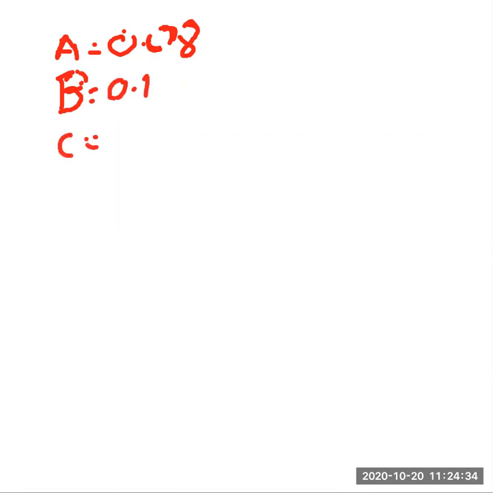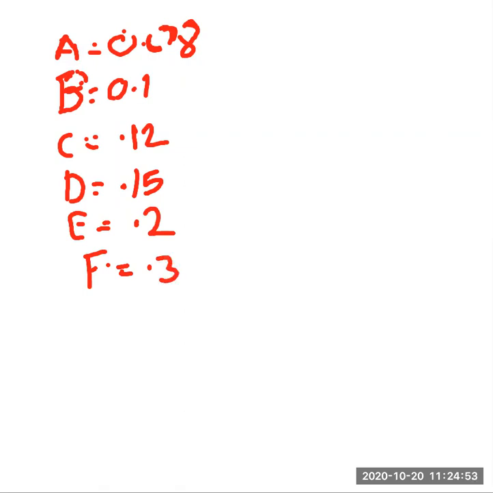C is equal to 0.12. D is equal to 0.15. E is equal to 0.2 and F is equal to 0.35. To verify, you can just do the addition; the sum comes out to be 1. So that's the first thing. These are the frequencies given to us. Now we'll try to find prefix codes using the Huffman algorithm.